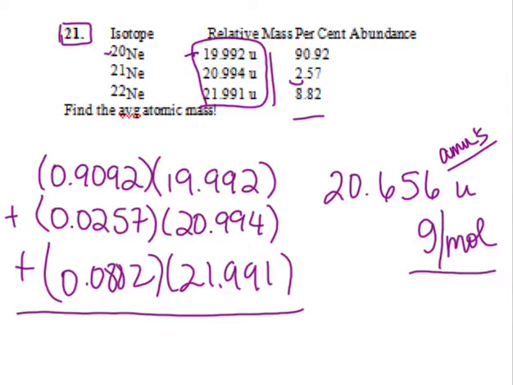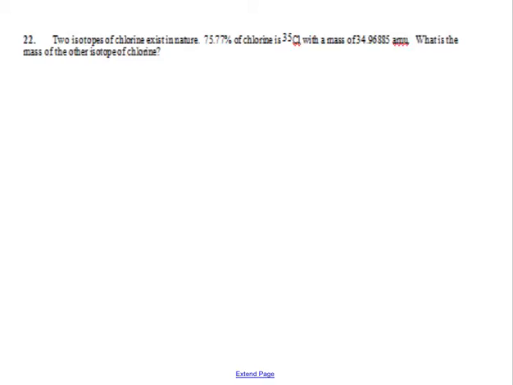Pretty easy? Yep. Okay, so in this one, same concept, a little bit different in that they want us to find the weight of the second isotope. So we have two isotopes of chlorine. They give us the percent of one with its mass, and they're like, okay, what's the mass of the other isotope of chlorine? So what information can we infer? There's something we can figure out from what they give us, we're missing something.